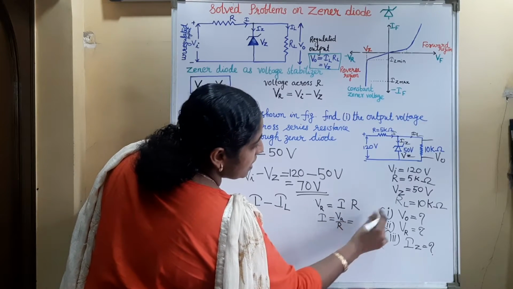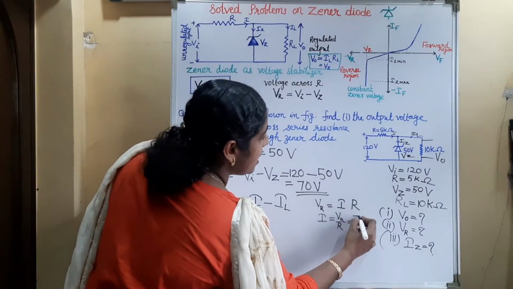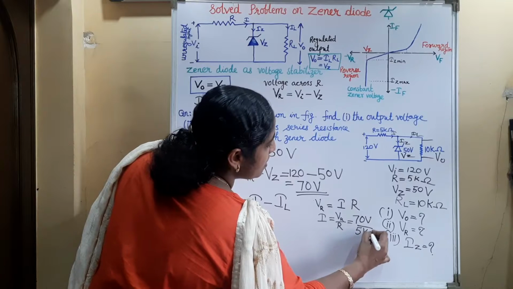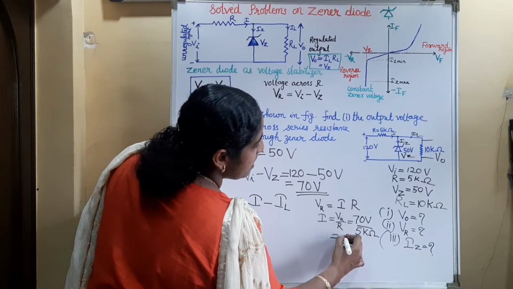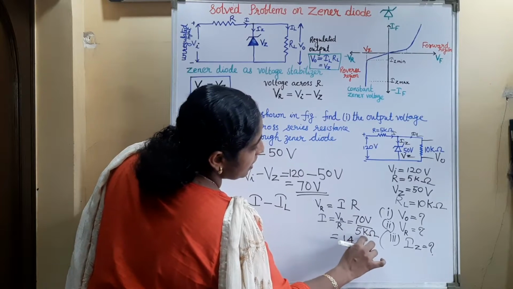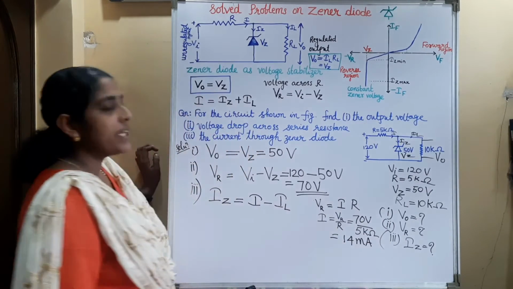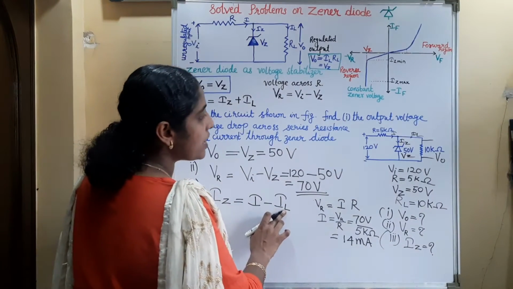So VR, that is the voltage drop across the resistor, is 70 volt, divided by resistance, which is 5 kilo ohm. So this will be equal to 70 by 5, which is 14. When kilo is in the denominator, that will be milliampere. So the main current is 14 milliampere. So we got I. Now we have to find out the IL.